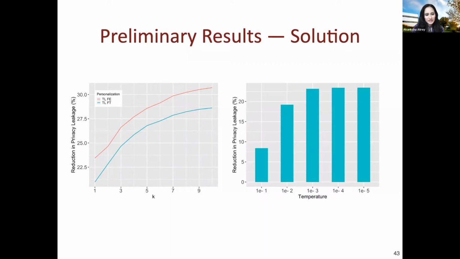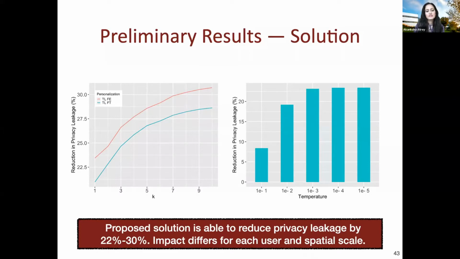The other thing I want to show is the impact of this temperature privacy tuner. So as temperature decreases, the privacy leakage decreases as well, eventually flattening out. And the key part is that it will differ for each user and for each spatial scale. And this is for the building level that I showed everyone today.